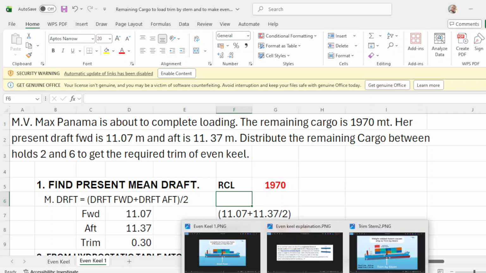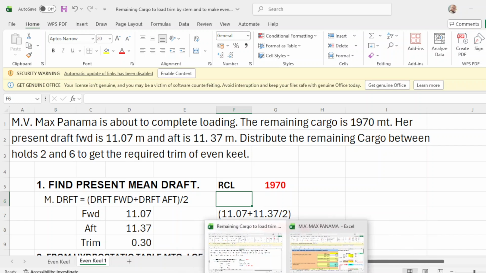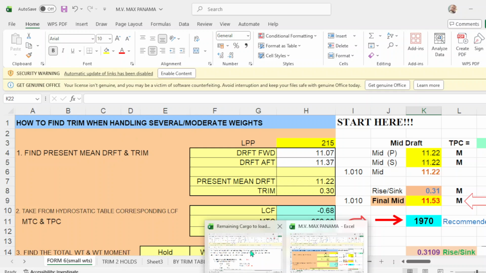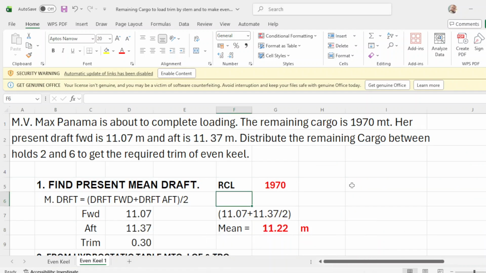Let's start. I would rather use the program. We start with this form 6, small weights, which is how to find trim when handling several moderate weights. This is manual computation, but I'll explain it later. First, I want to show you how the program works.